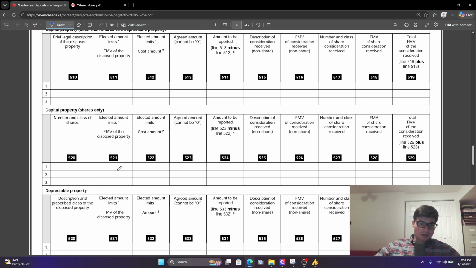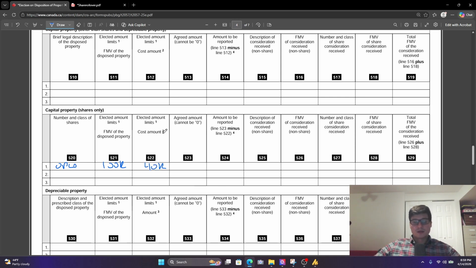The fair market value of the disposed shares is 100K. This will just be whatever the number is, but it'll be Opco shares, okay? And it'll be common shares. Your elected amount or your cost base was 40,000.